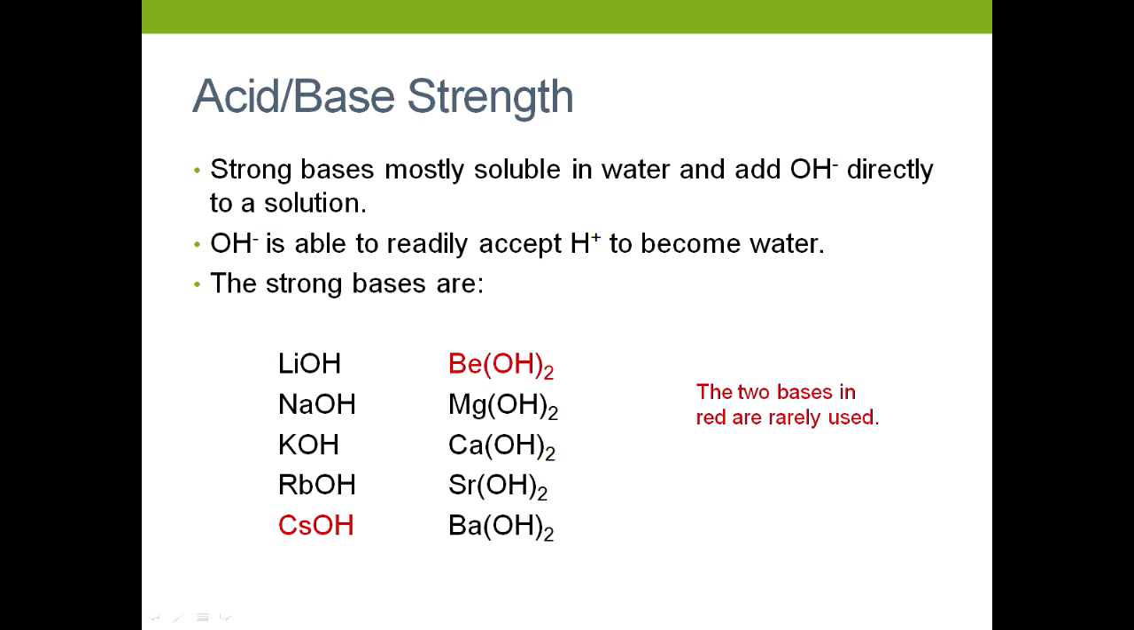There are also strong and weak bases. Strong bases are mostly soluble in water and add hydroxide ions directly to a solution. Hydroxide is able to readily accept a H+ to become water. The strong bases are lithium hydroxide, sodium hydroxide, potassium hydroxide, rubidium hydroxide and cesium hydroxide, beryllium hydroxide, magnesium hydroxide, calcium hydroxide, strontium hydroxide, and barium hydroxide. 2 of the strong bases are relatively rarely used. Beryllium hydroxide is rarely used because it is poisonous.